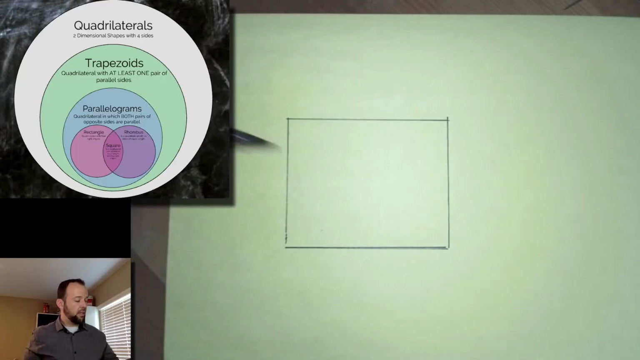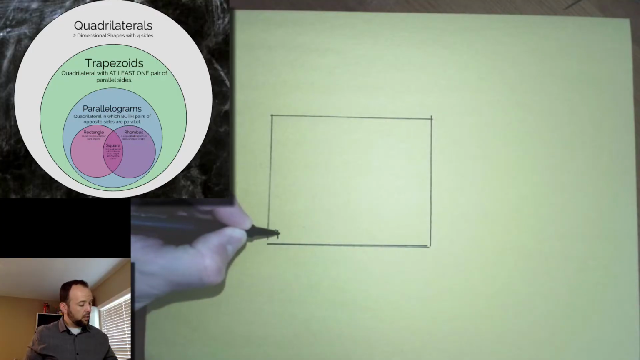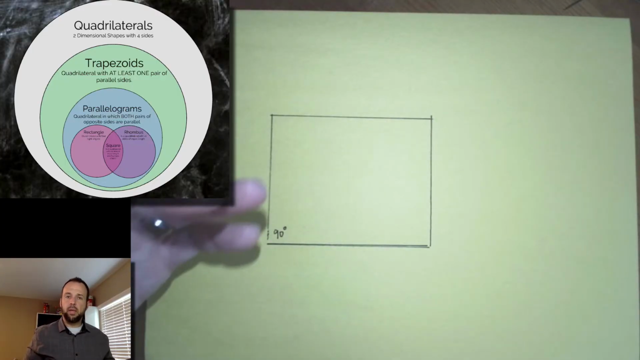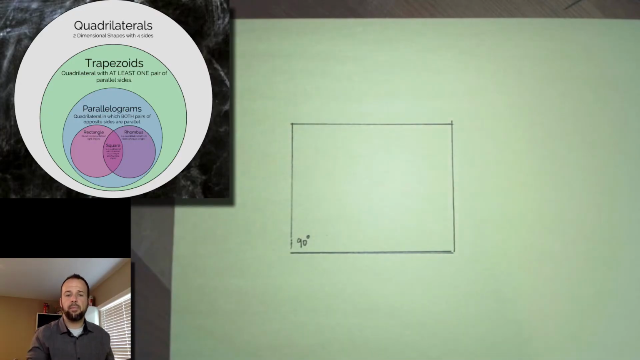As long as my sides are parallel, which makes it a parallelogram, and if all of these angles are 90-degree angles, then we have a rectangle, okay? Which they are, because we used our tools to help us do that.